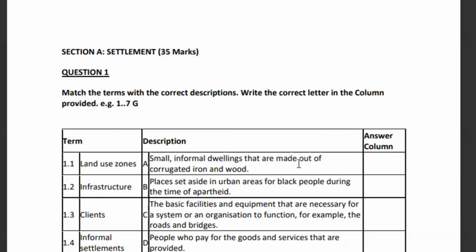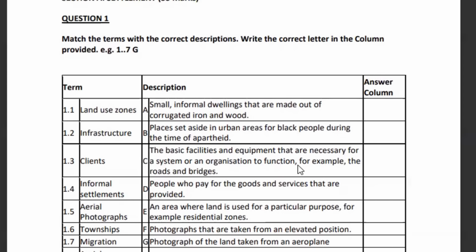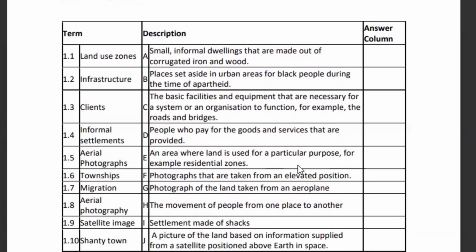All right, let's look at the terms here for our first question. We have 1.1, the land use zones. So meaning you get this 1.1, which is the term, you need to give us the perfect description for the term, land zones. So 1.1, our answer is land zones. It's an area where land is used for a particular purpose, for example, residential zones.